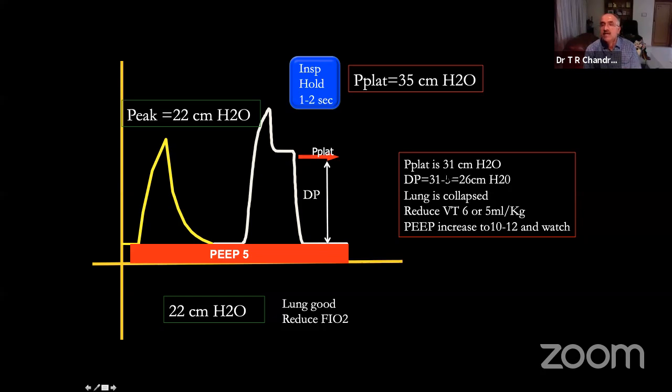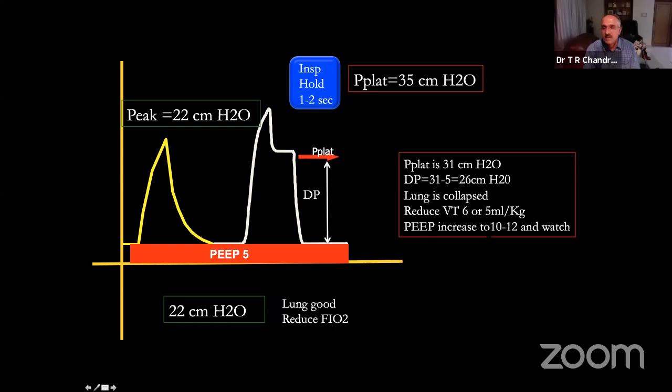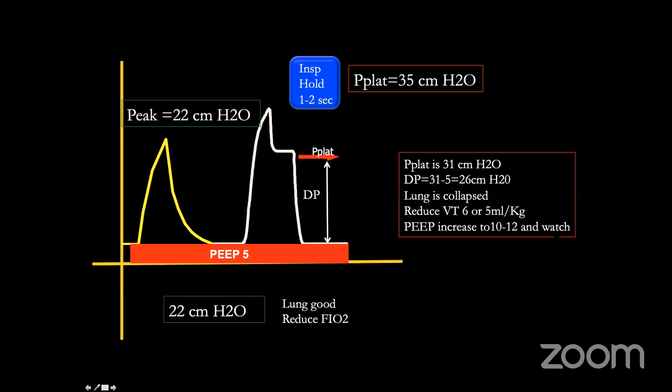So plateau is 31 and driving pressure is 26. So lung is collapsed. So what should you do? Reduce the volume, sir. From 6, then if it's not working 5, and you can increase the PEEP to 10 or 12 and watch, isn't it? Yes, sir. So this is how you have to work.